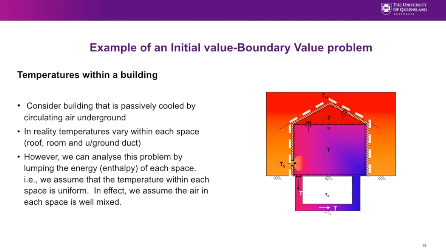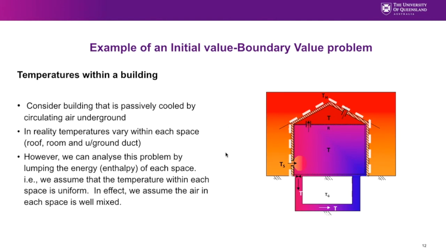However, we can analyze this problem by lumping the energy. We're going to talk about enthalpy, and now we're going to explain what this term is. We can lump the energy of each space. So we assume that the temperature within each space is uniform. And in effect, we assume the air in each space is well mixed, right? Because if we're talking about changing energy, it also involves the mass. So we need to define small spaces where we assume that it's a lumped system and everything is well mixed, all right?